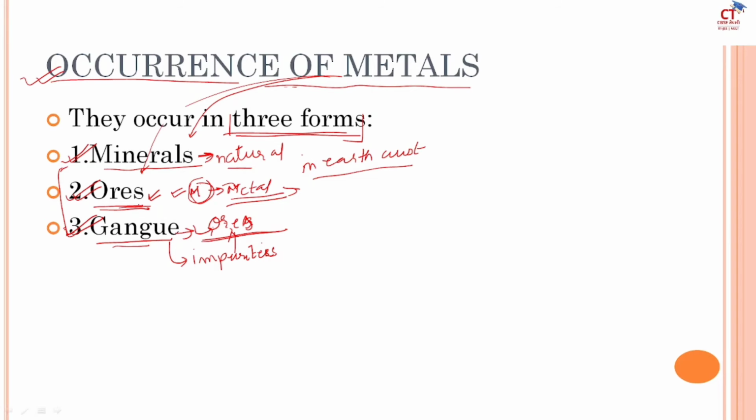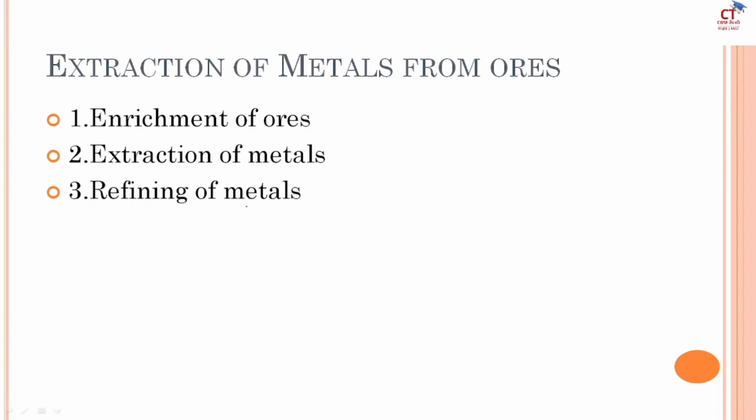Okay. Now we will see how these metals are extracted from ores. We have learned ores are minerals that already have metals and we can easily extract them. Okay, there are three steps. First is the enrichment of ore, the second one is the extraction of metal, and the third one is the refining of metal. What is this enrichment of ore, then the extraction of metals, and then the refining of metals? Let's study about it one by one. What is enrichment of ore?